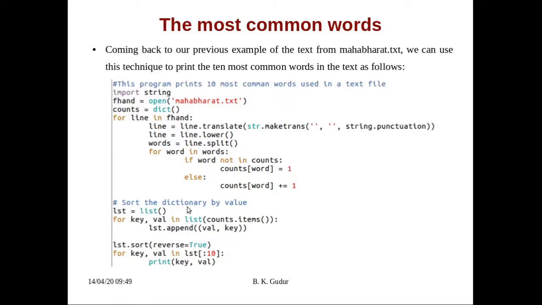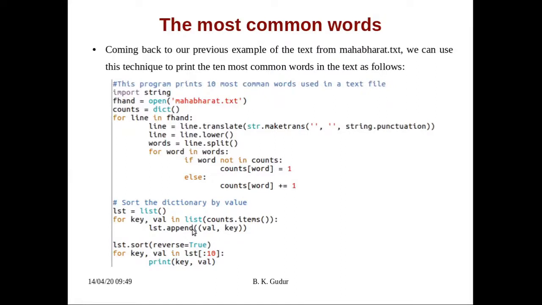And what we do here is a method to sort a dictionary by value. We are going to create a new list called lst, for key comma value in list of counts.items. Remember, counts is a dictionary. Counts.items will return the items of the dictionary, a list of tuples, and they will be taken one by one and added to the list, lst.append. But remember, while appending, I am going to add value first and key later. Value is nothing but the number of occurrences of that word.